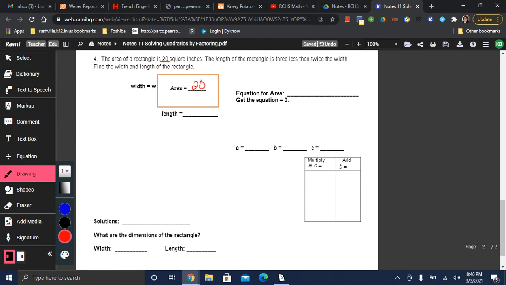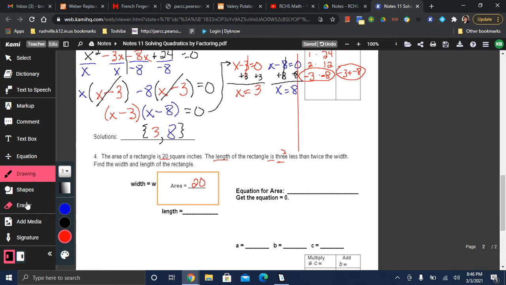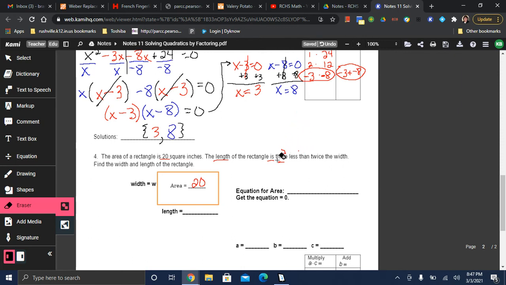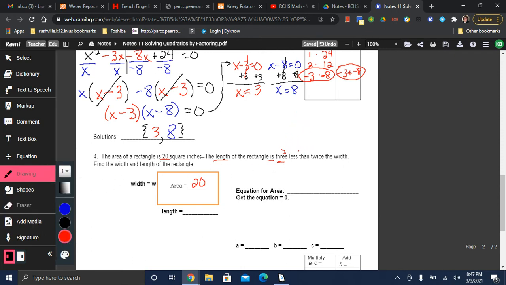And then it says the length of the rectangle is, so I'm going to underline, length is 3. So I'm going to write a 3 above. And then less than, that would be subtraction. So let me draw a subtraction sign there. And then twice the width, twice means 2, and our width, I've used a W to represent the width.